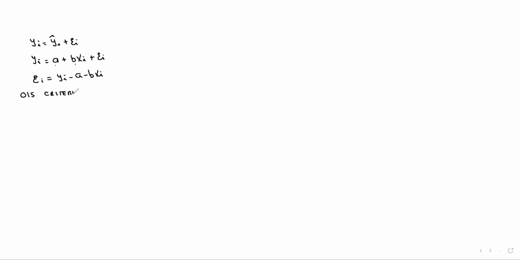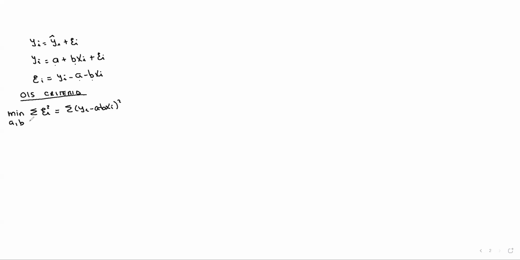So my OLS criteria. In order to find a and b, what is my OLS criteria? I will try to minimize the sum of the squares of my errors. So I take the sum, left side squared, right side squared, minus b x_i squared. I want to minimize this function. Okay, it's a quadratic function, subject to a and b.